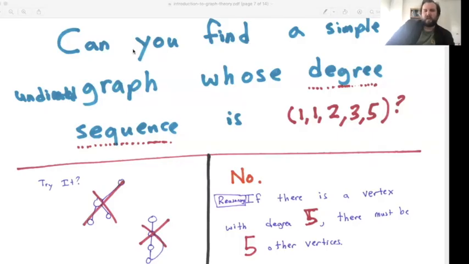No, wait a minute. In this graph, there's a vertex with degree 5. And I'm asking for a simple undirected graph, which means if there's a vertex of degree 5, there must be at least 5 other vertices. And that can't happen because I only have 4 other vertices. So in this case, I can rule out the existence of a graph that has such a degree sequence because the largest degree is too large.